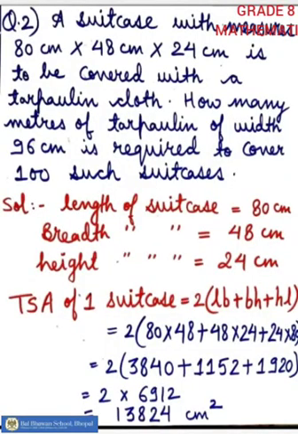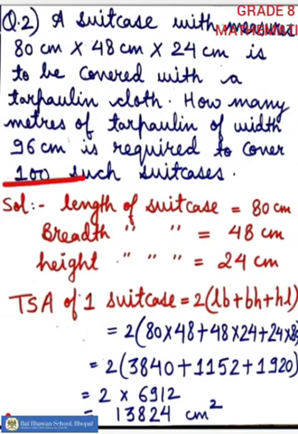Next question is, a suitcase with measures 80 centimeter by 48 centimeter by 24 centimeter is to be covered with a tarpaulin cloth. How many meters of tarpaulin of width 96 centimeter is required to cover 100 such suitcases? What is tarpaulin? Students, this is a kind of heavy waterproof cloth. Here, the measures of a suitcase are given, which are length, breadth and height. It has to be covered with a tarpaulin cloth and there are total 100 suitcases.